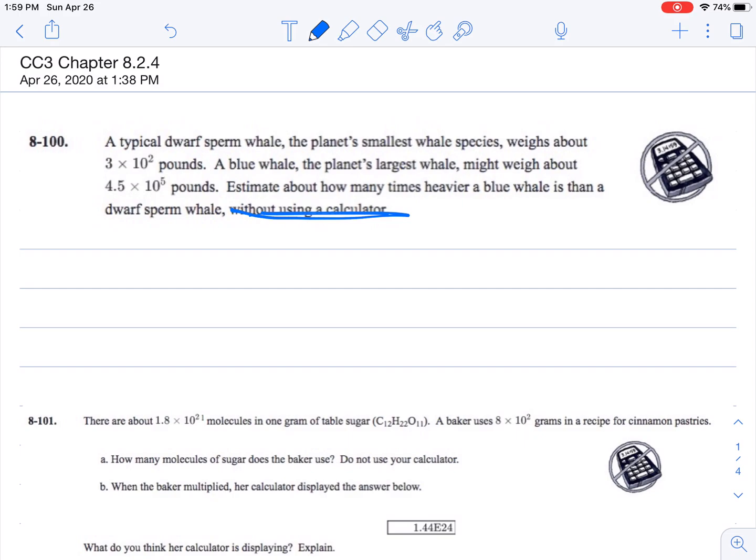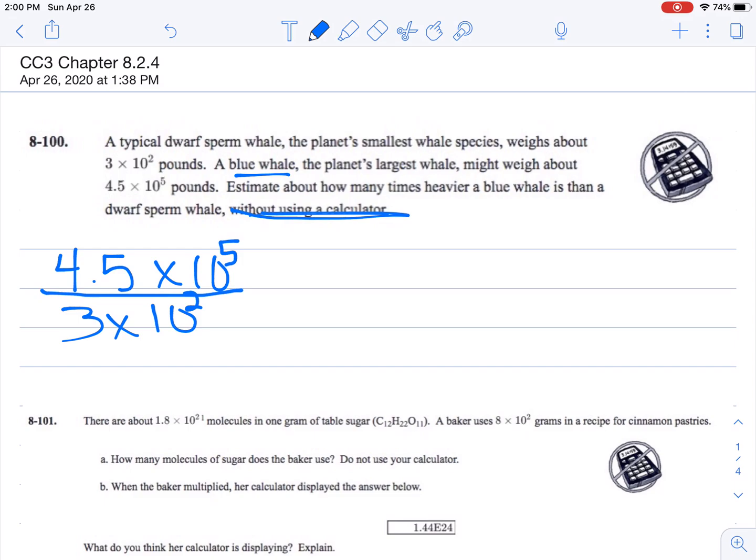Okay, so we're going to take the amount of pounds that the heavier whale is, the blue whale, and we're going to divide it by the weight of the sperm whale. So this is what it looks like, and what we're going to be using the calculator for is this portion. I want to know what 4.5 divided by 3 is. So if you do it on your calculator, it comes out as 1.5.